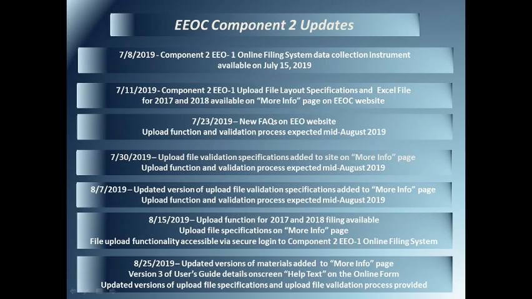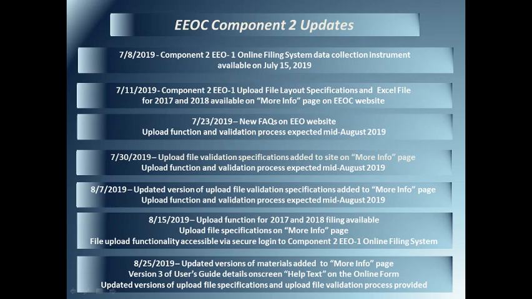In an effort to keep employers abreast of the Component 2 reporting data collection and available tools for filing, the EEOC released several updates in 2019 for filers. Beginning on July 8th, the EEOC announced that the Component 2 EEO-1 online filing system data collection instrument would be available for all filers on July 15th.